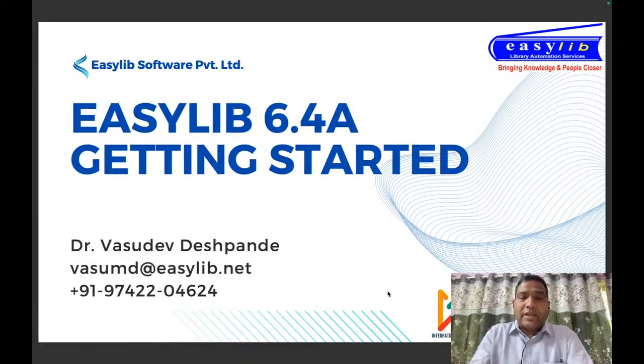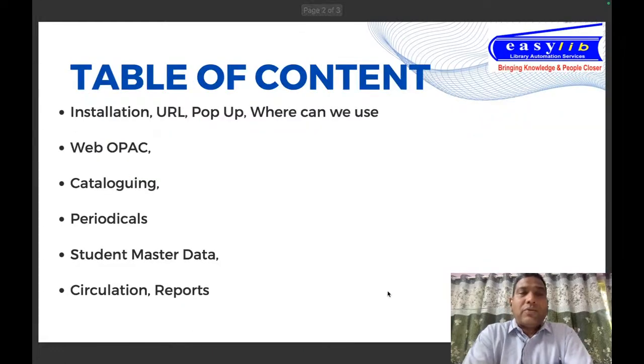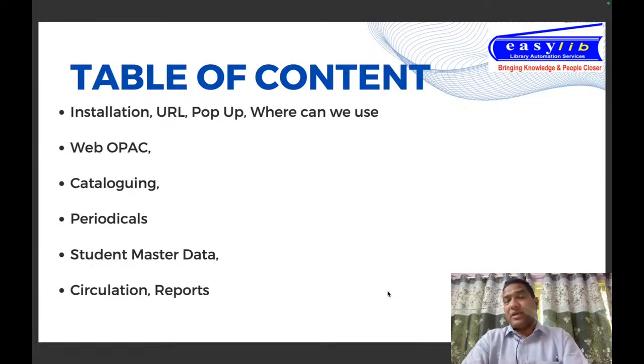So let's get started. In this next 1 hour, we are going to cover how to get started with Easylib. That's the installation, URL, pop-up issues, how we can start, where we can start. So that is the basics. Then we are going to go briefly in detail about the different modules that come in the basic version. Easylib 6.4a basic version covers Webpac, cataloging, periodicals, student master data, circulation, and reports. These are part of the very basic ones.